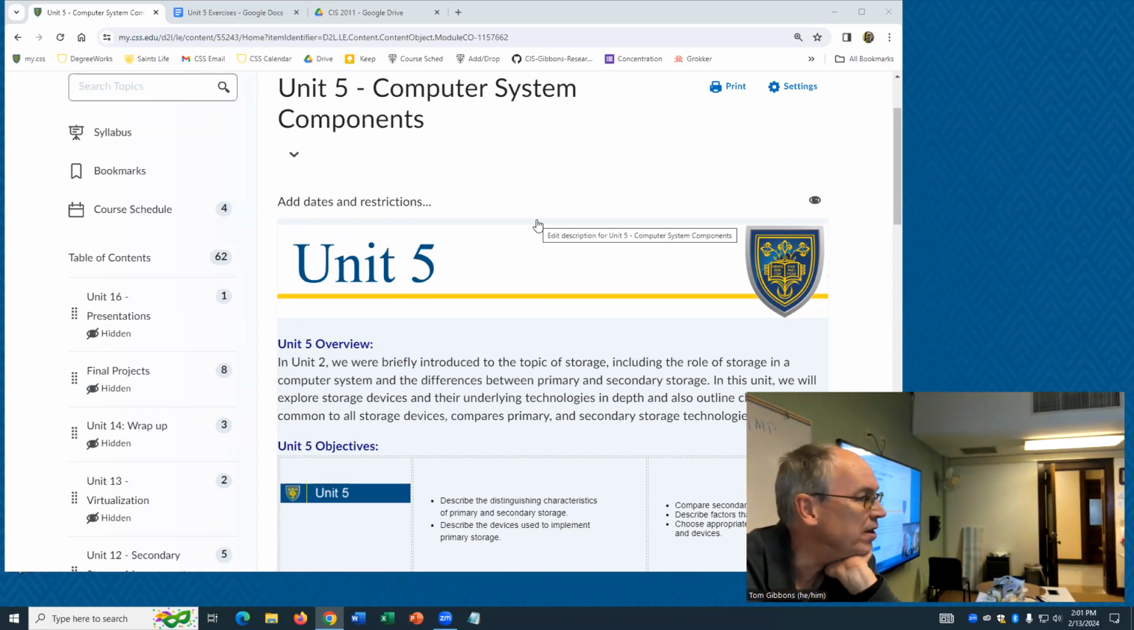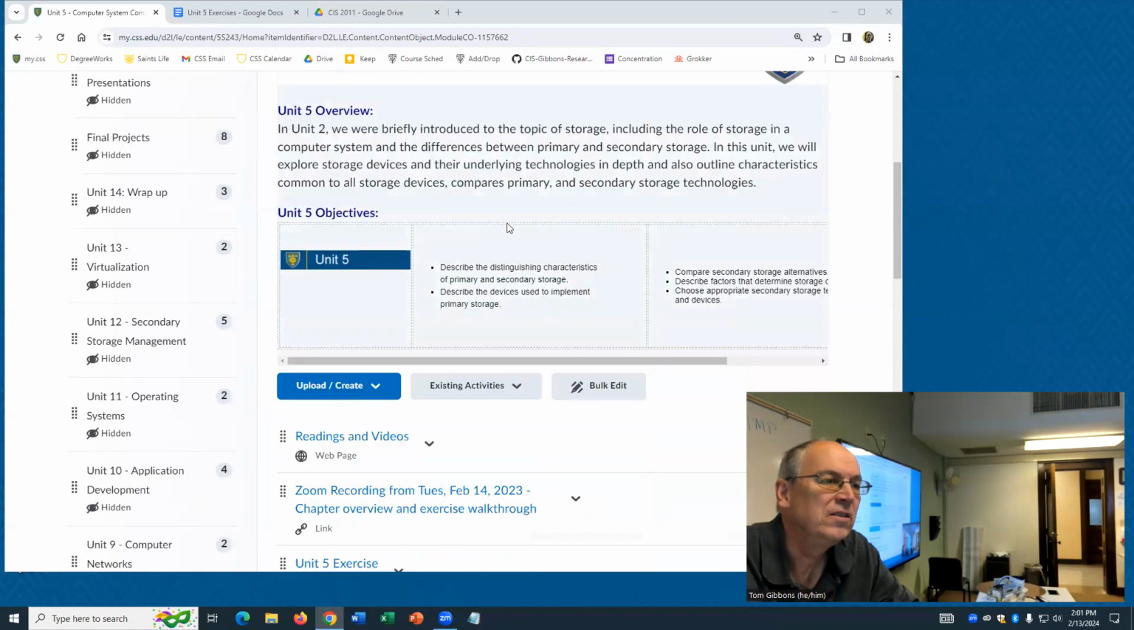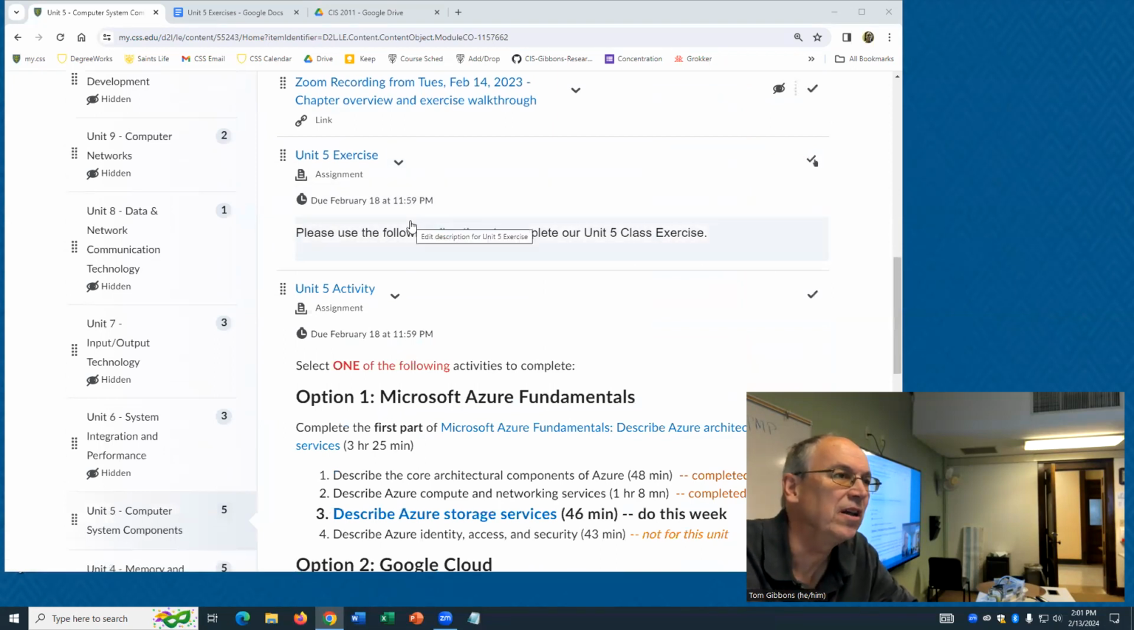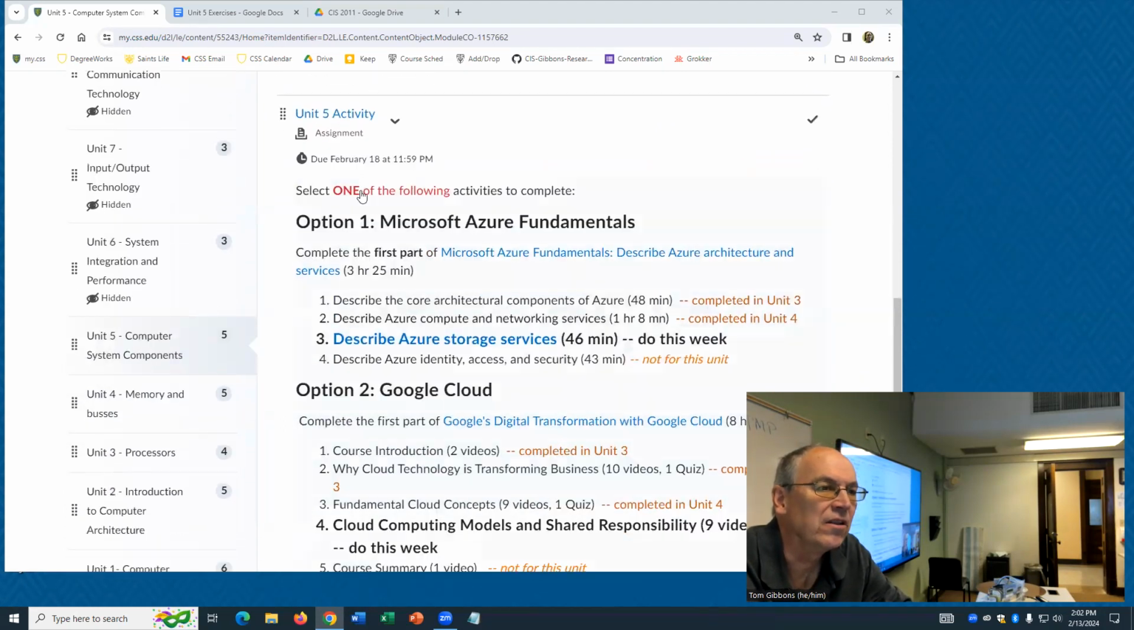Unit 5 will be similar to other units here. So just a quick reminder, we'll have an exercise and we'll largely do that today in class. Here, we'll walk through a bunch of that stuff. There's a learning activity.